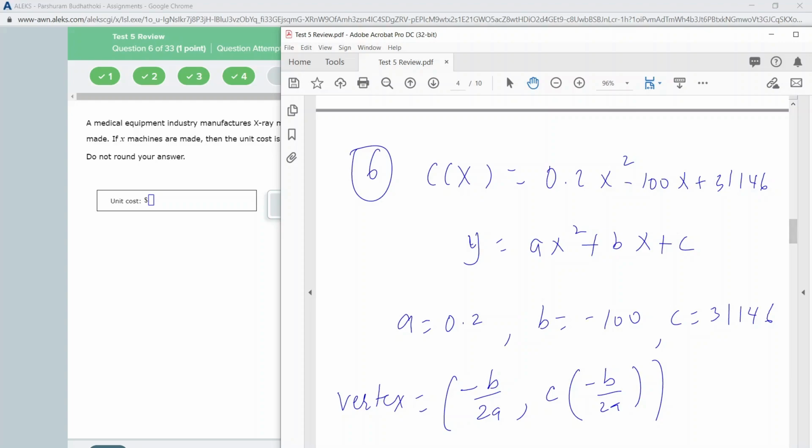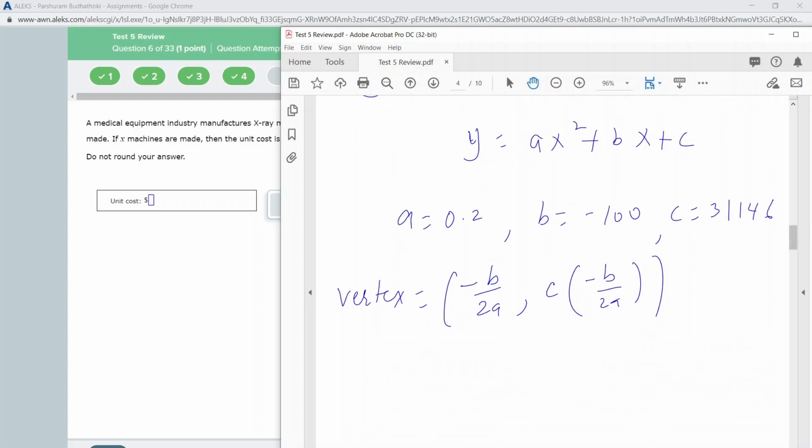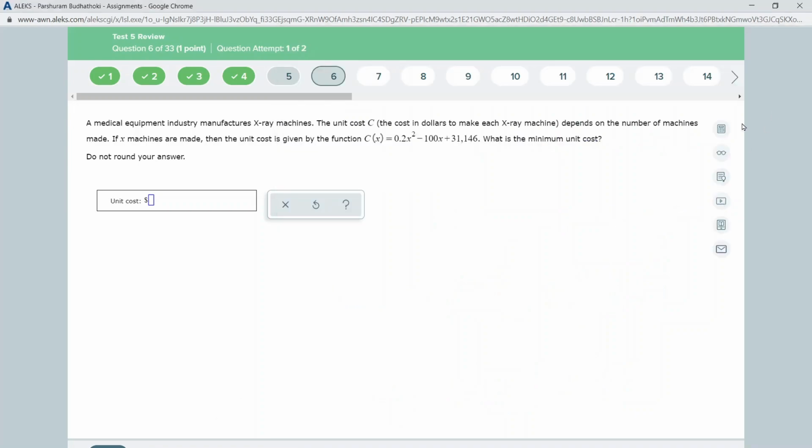So using that formula, negative b over 2a, if you just do the math here, negative 100 divided by 2 times 0.2, which is 100 divided by 0.4. If you do that, here is the calculator.